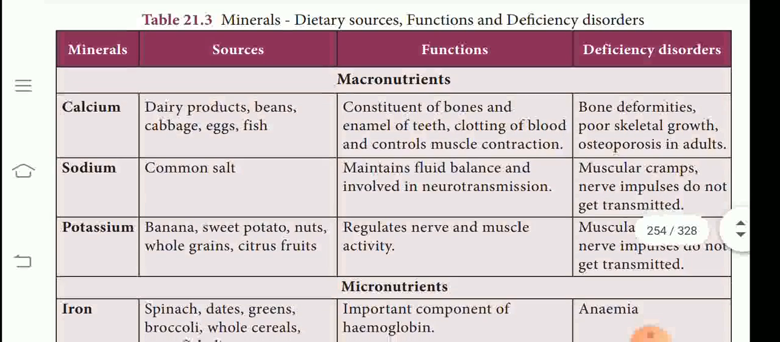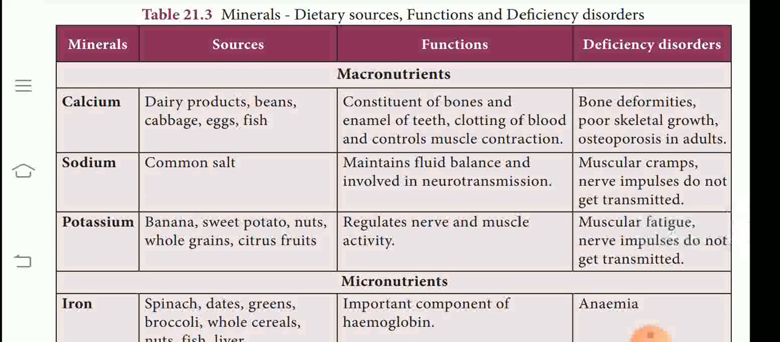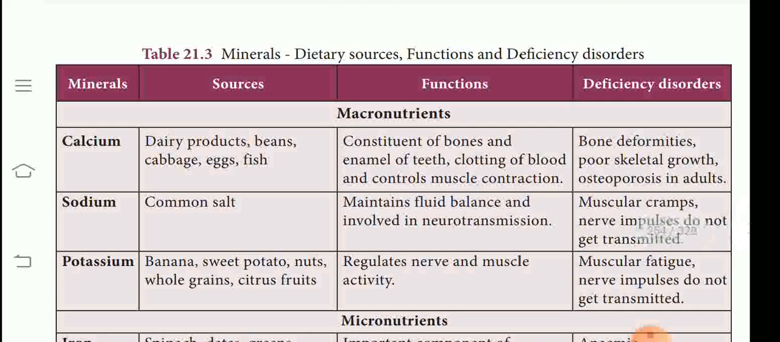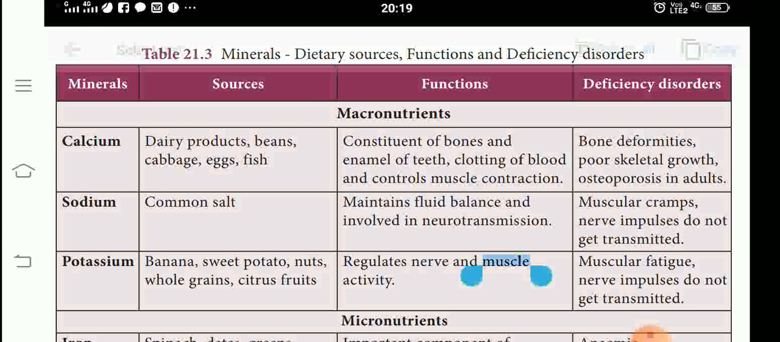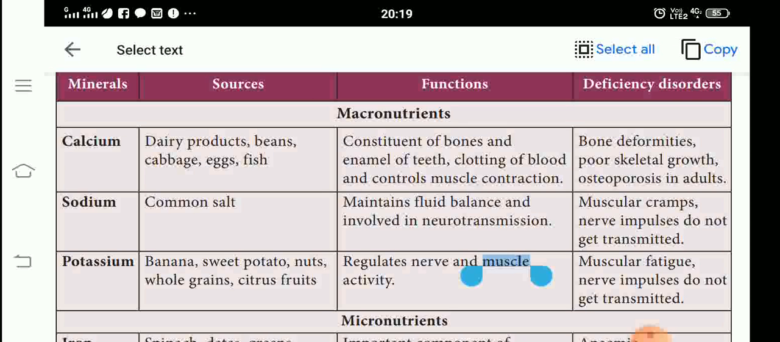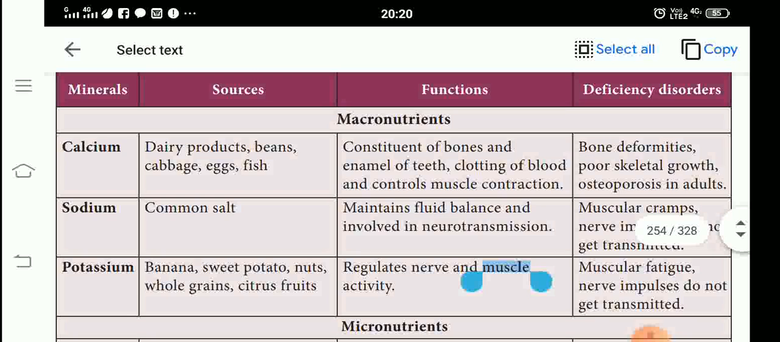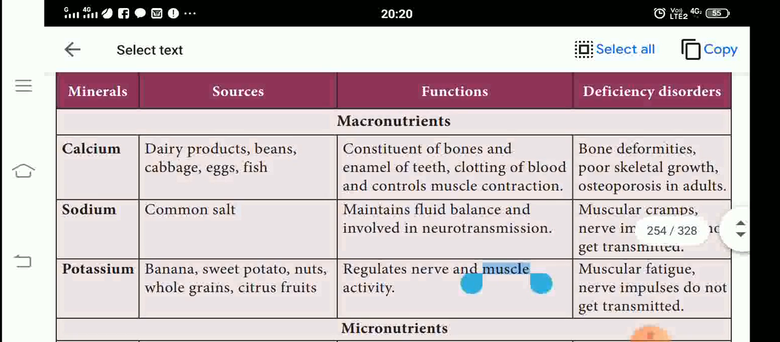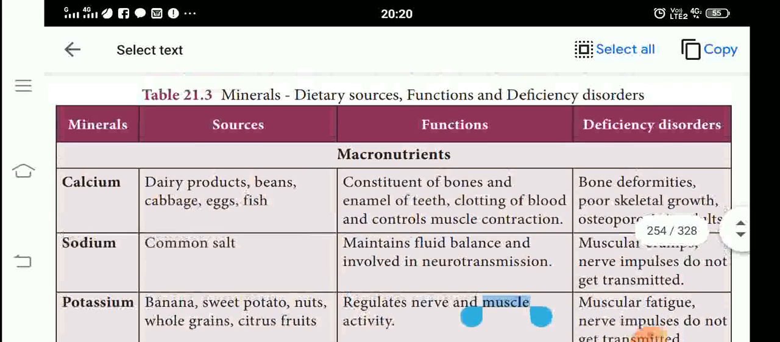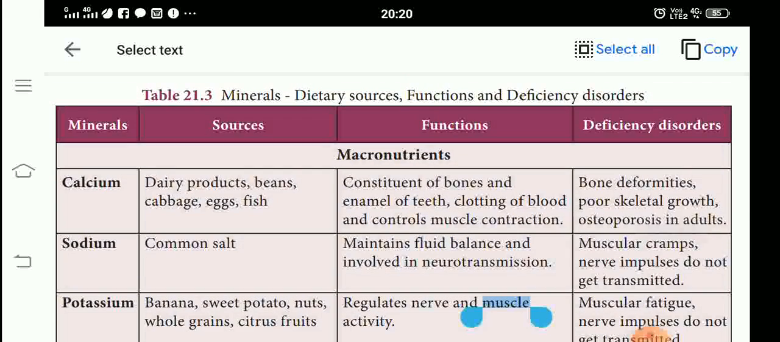Let us see. Look, this tabular column shows the minerals, their sources, functions and deficiency disorders. I hope we have seen the minerals already. In the minerals we saw the macro minerals and also the micro minerals, isn't it? In the last class we saw what macro minerals and micro minerals are. Today we are going to see the sources of such minerals, their functions and deficiency disorders.